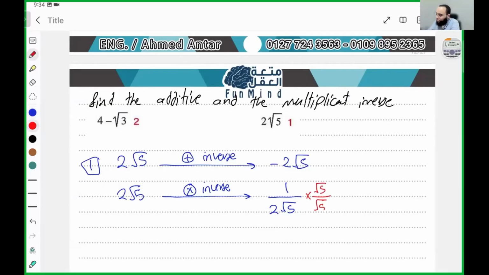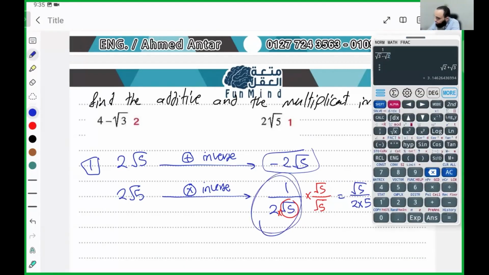Times root 5 up and down. Yes, root 5. If there is an addition sign here? No. If there is an addition sign, then you can multiply by 2 minus root 5 over 2 minus root 5. But if they are multiplied together, then only use the root 5 up and down. Okay? Then it's root 5 over 2 times 5. This is the 2, root 5 times root 5, 5. You got that? Yeah. 10. Then it's root 5 over 10. That's it. You can do it with the calculator.